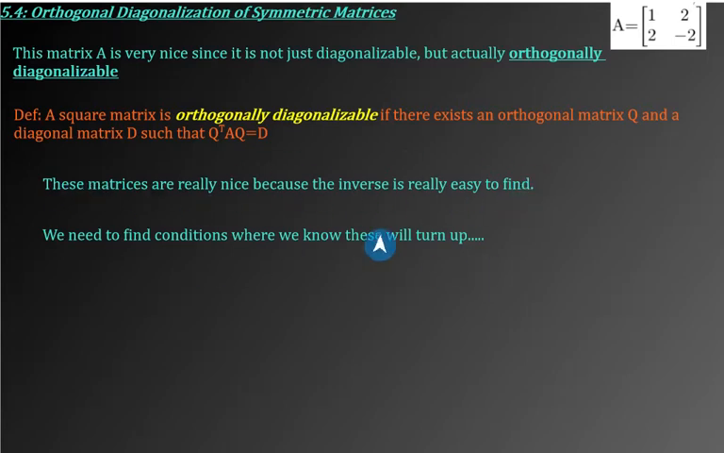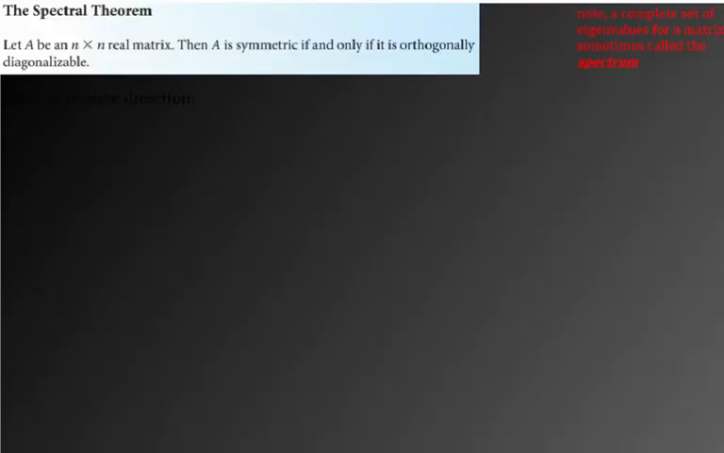What we're going to turn to is figuring out when these show up. There's something nice about the structure of this matrix, and if you look at it, there is something nice that you might notice. Also, there's a word on here which is a big giveaway. There's a very famous theorem in linear algebra called the Spectral Theorem, and this gives us a very important condition to find these orthogonally diagonalizable matrices.